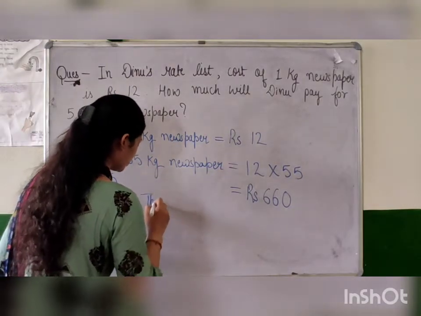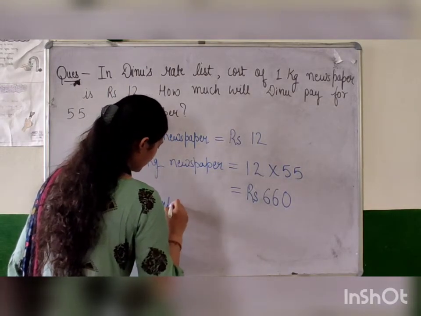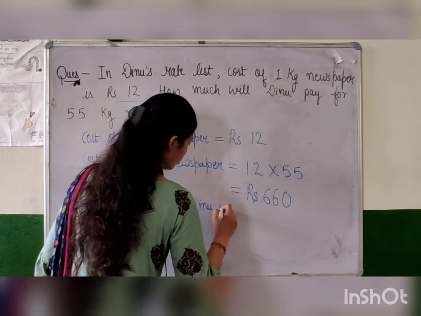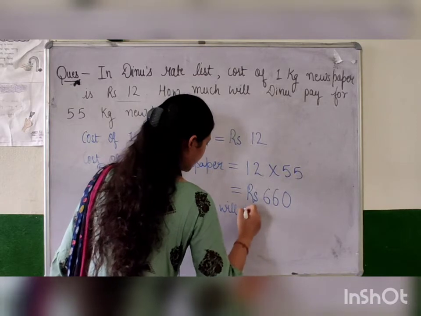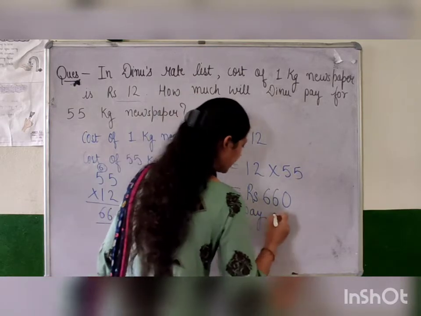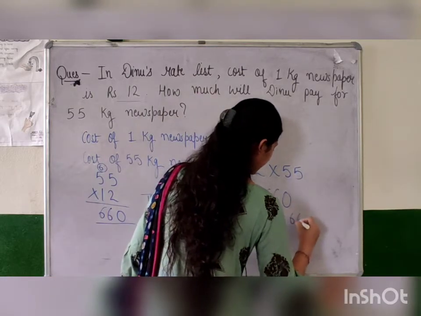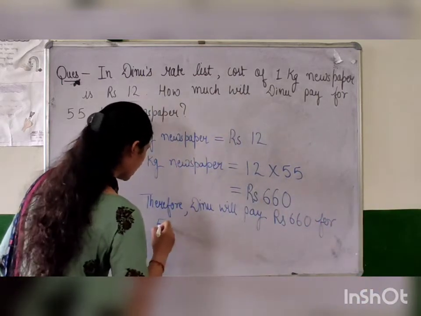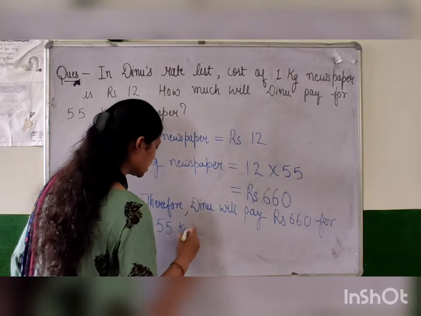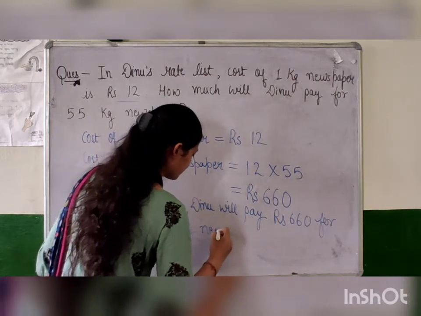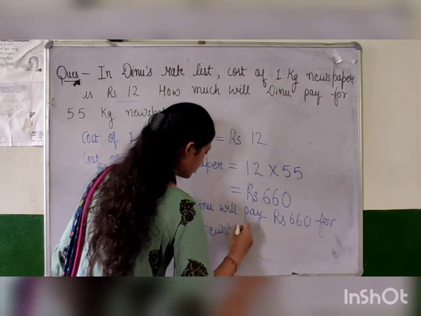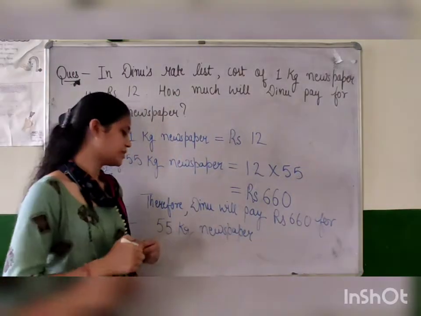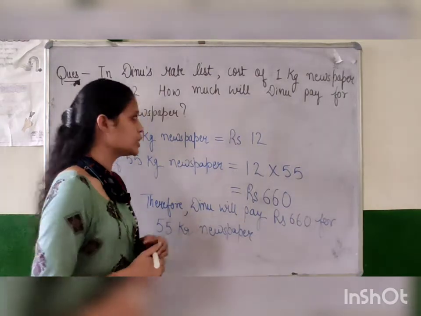Therefore Dinu will pay rupees 660 for 55 kg newspaper.